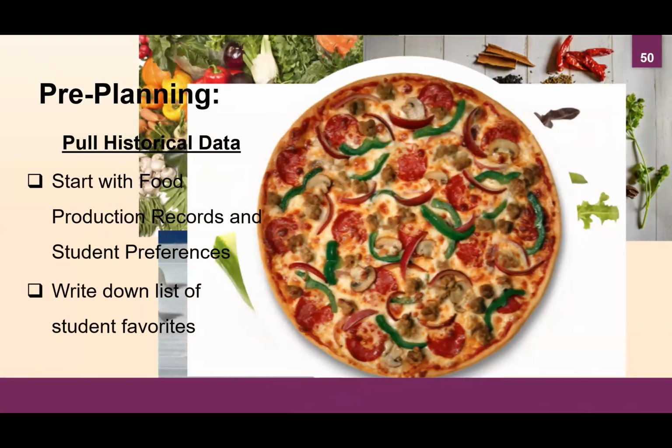Also, with your pre-planning, you're going to pull historical data. You're going to start with your past food production records and your student preferences. And write down the list of those student preferences. Kind of think about it. I think if you've been there for a while, you probably know what your kids enjoy to eat.